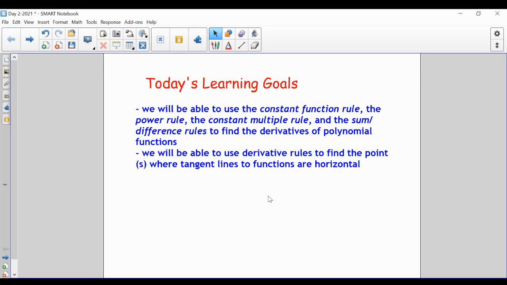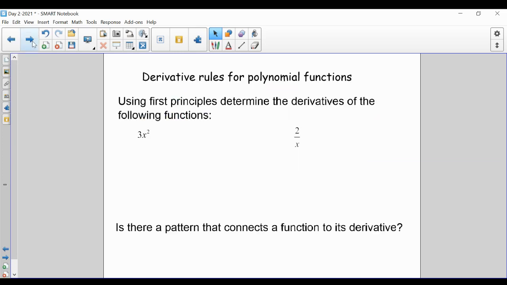The goal today, or this time around, because we already had a goal for today, is to use the constant function rule, the power rule, the constant multiple rule, and the sums and difference rule. We're going to find derivative rules to find the point where tangent lines to the functions are horizontal. Okay, sounds like an ambitious goal. Let's get to it. Now, we're not going to use the first principles for this. I'm just going to tell you what the derivatives of these functions are.